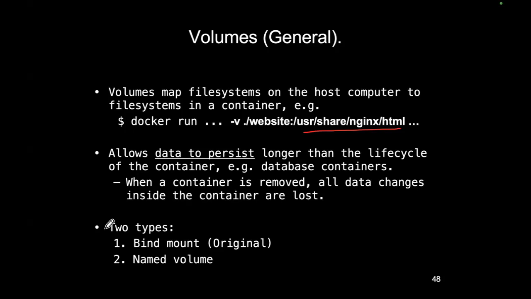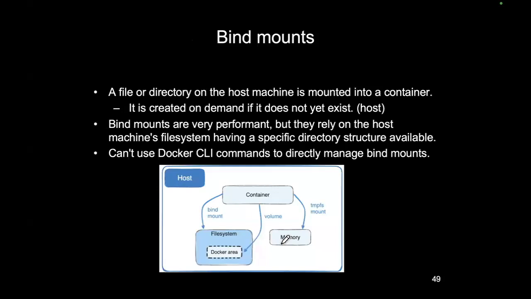Okay, there are two types of volumes. One is called bind mounts, and the other is called named volumes. And the shorthand is like this is a bind mount type volume here. But let's go into those two types in a bit more detail. So bind mounts is where a file or directory on the host machine is mounted into a container. And that's what I've been talking about up to now.